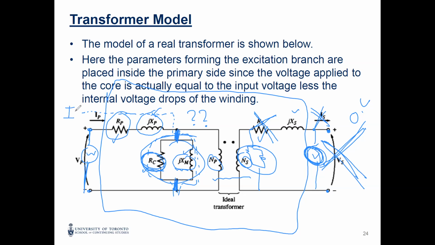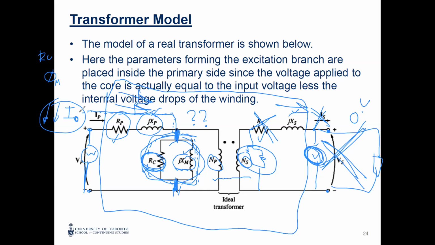The current at no load, sometimes we call it I naught. This current that flows here is a very small current. It's just making losses at RC and the flux M, and that's it. It's not like a big one. It will be much higher if you connect a load here and start to absorb the current, then you will absorb more and more current. But the I naught is a small current.